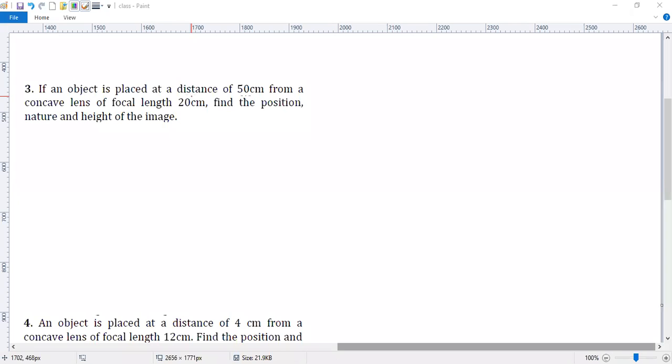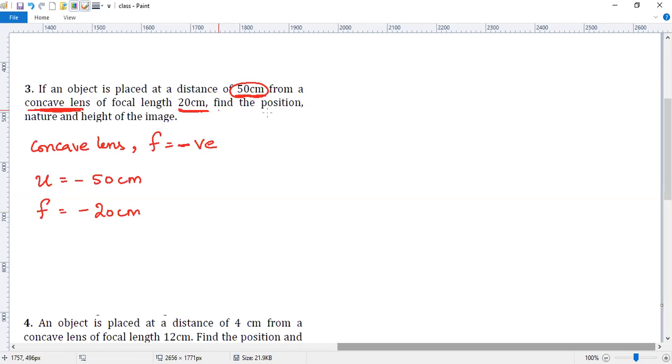If an object is placed at a distance of 50 cm from a concave lens, the question has given that it is a concave lens. For a concave lens, the focal length should for sure be negative. Now what data have they given? The object is placed at a distance of 50 cm. So object position is u, you can take it as -50 cm. Focal length is 20 cm, so f is equal to -20 cm. Find the position, nature, height of the image.